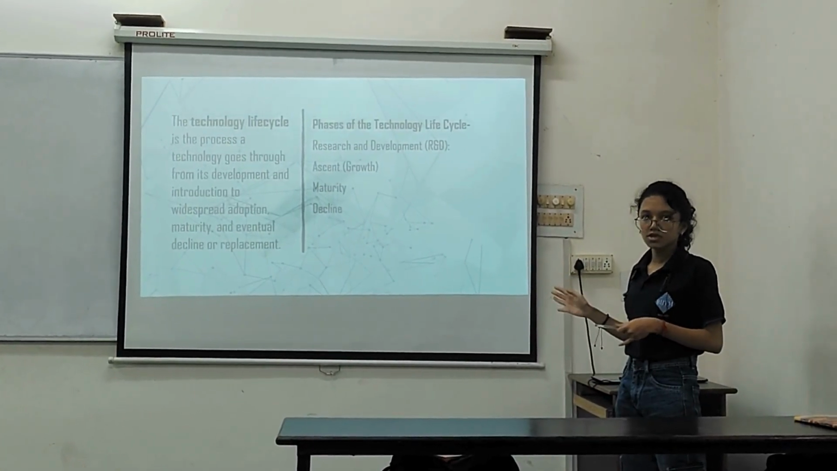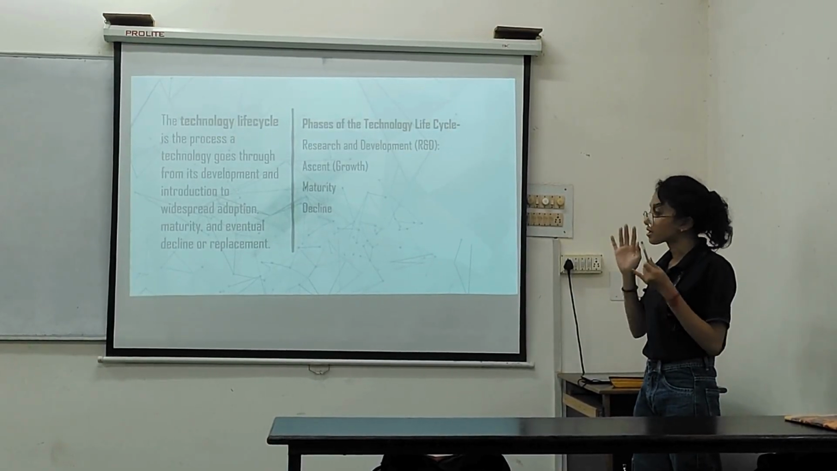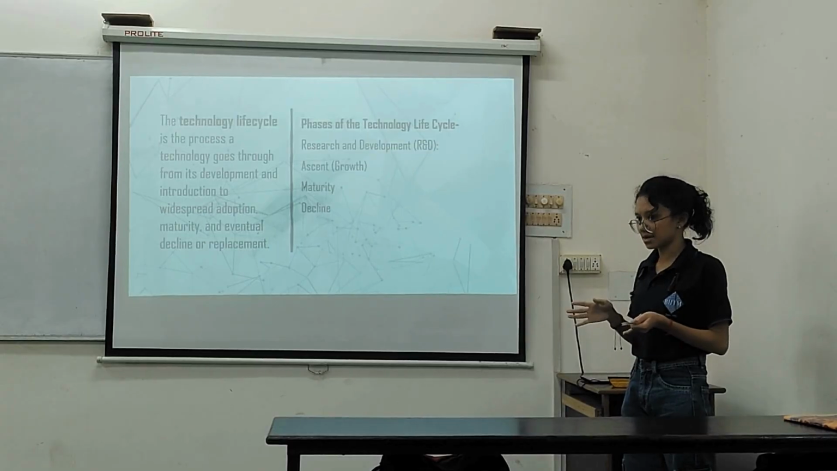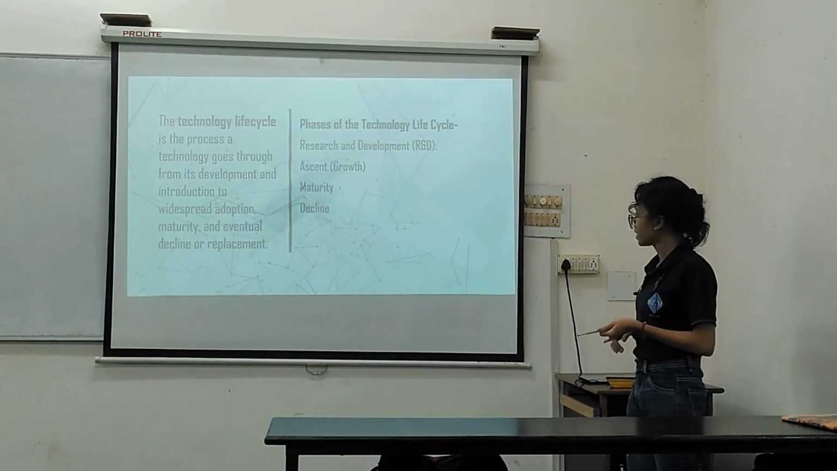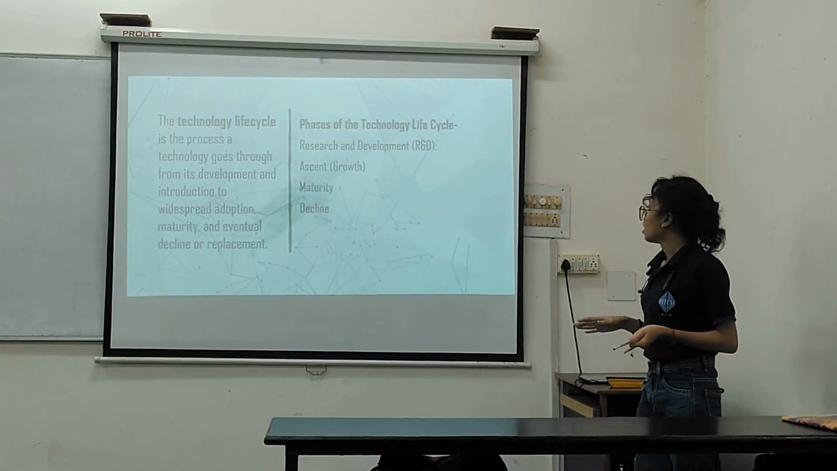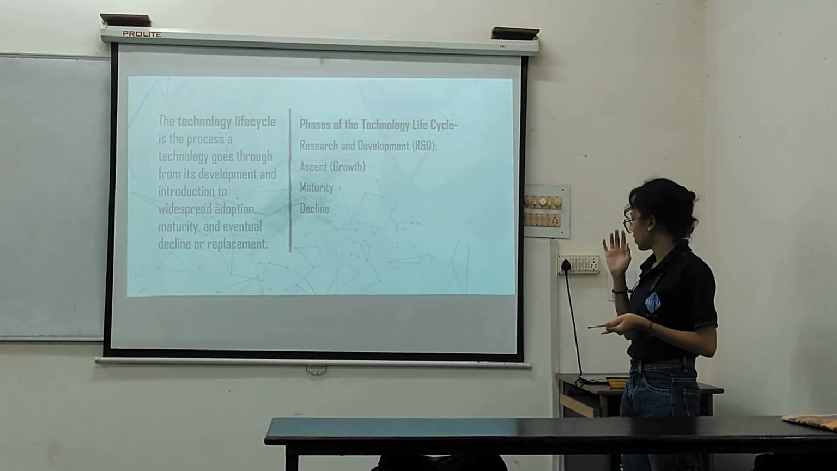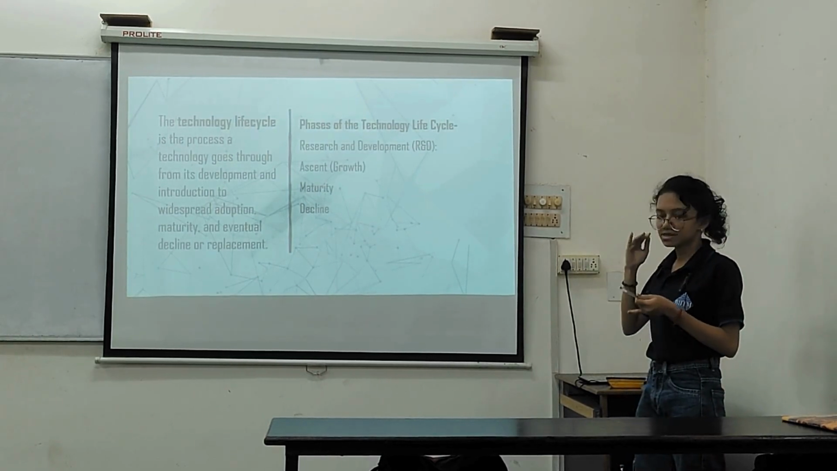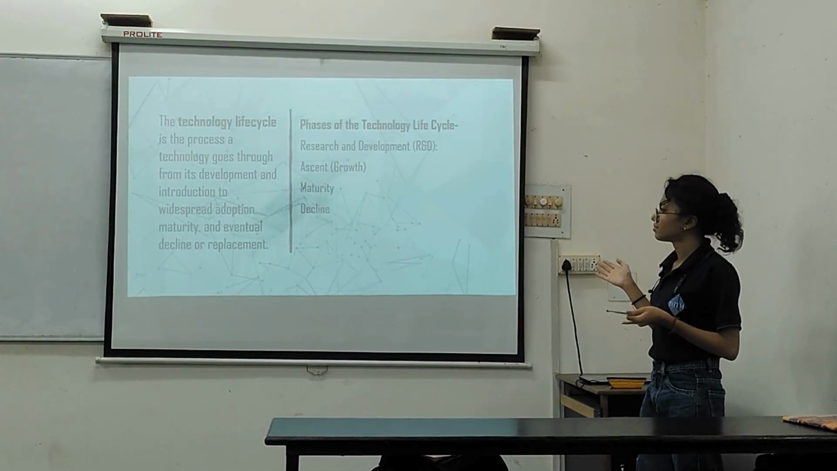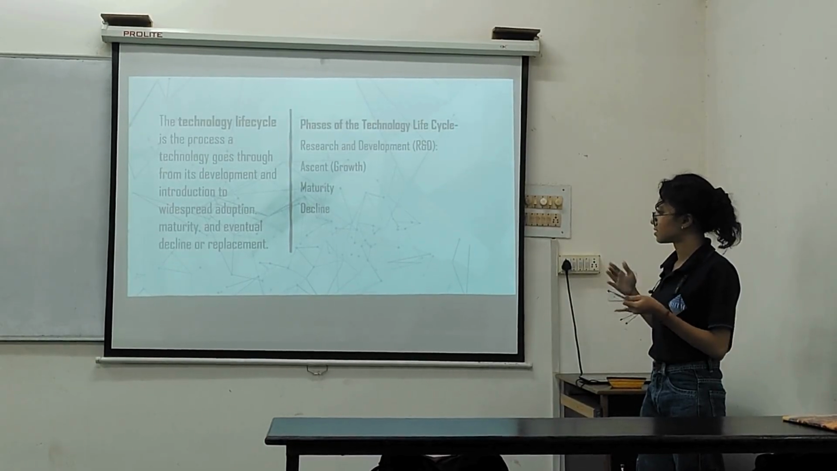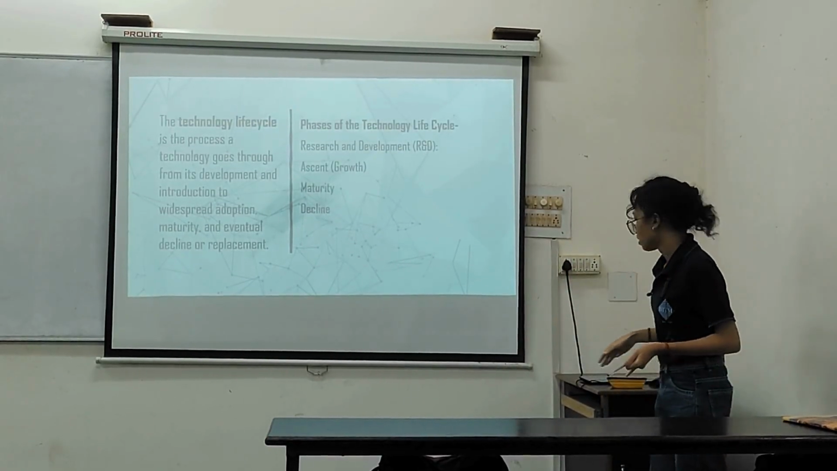Ascent, also known as growth, is when the technology is introduced to the market, where it increases its profit and popularity. Maturity is when profit reaches its peak, and decline is when the technology's popularity, revenue, and profits start to fall.